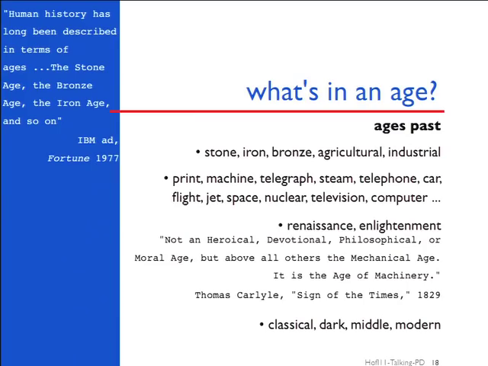But he said, talking about the 19th century, making a shift in a way from the idea, he says, it's not a heroical, devotional, philosophical, or moral age, but above all, it's a mechanical age. It's the age of machinery. And in some ways, he wants to put a bid in that it's not just a broad question of the material of production, nor is it, with terms like the Renaissance or the Enlightenment, an idealist view of what the age is. It's all to do with machines. And it's machines that really shift our perspective.